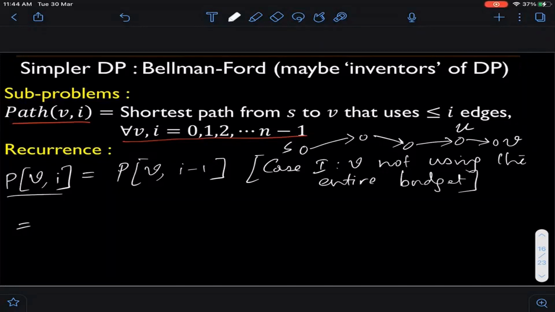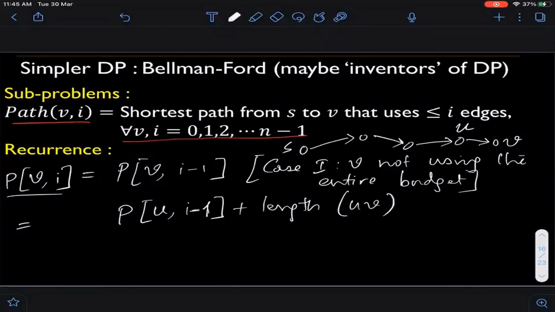Okay. So Vishwajit, one step at a time. Yeah, Vishwajit is one step ahead. But if I tell you that the final edge is UV, and I am also in the case where the shortest path from S to V is using up its entire budget, then I should just write the following recurrence: P of U comma I minus 1 plus the length of UV. Okay? So this is case 2.